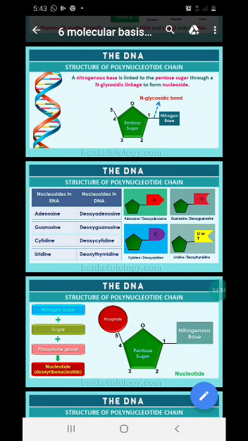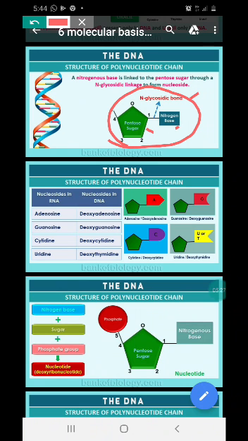Children, do you know what is the bond between a nitrogenous base and a pentose sugar? When a nitrogenous base bonds with the 5-carbon sugar molecule, it is by an N-glycosidic linkage or N-glycosidic bond. What is that? N-glycosidic linkage or bond. Okay. To form a, what is this one? Nucleoside. Okay, a nucleoside.